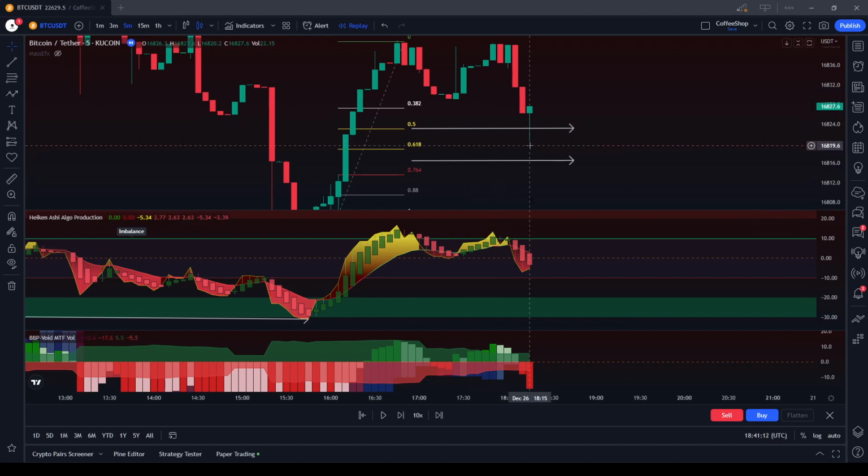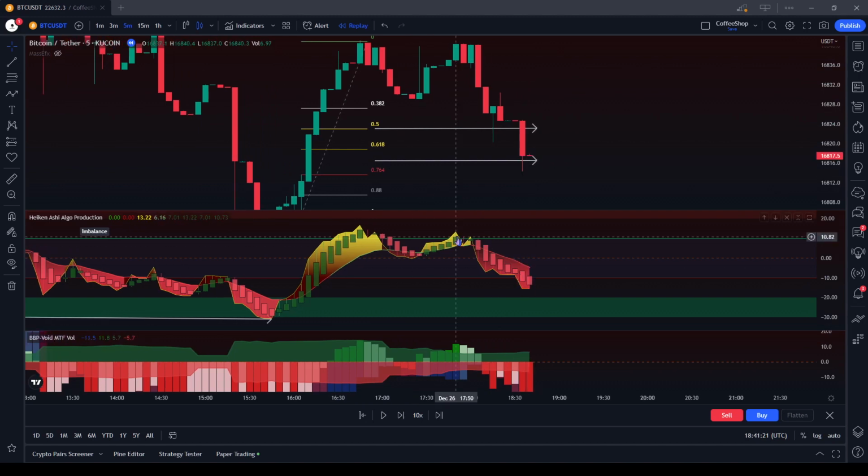Nice long wick sticking out. That long wick did not come down to this support level. So maybe this is going to be a little slowdown and then a pull back down, right? Let's see what happens. There you go. You hit take profit 2.